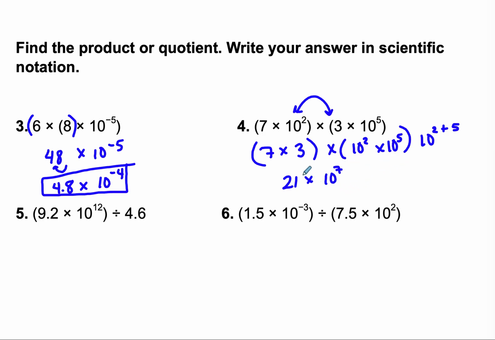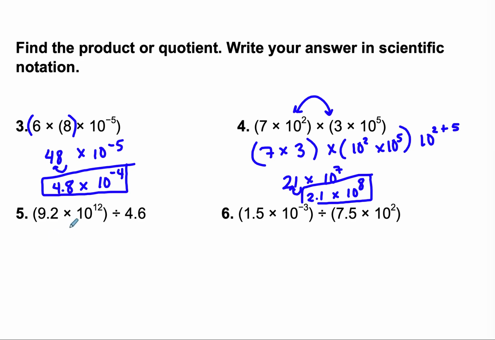Is this scientific notation? No, my first number is not between 1 and 10. So I'm going to move my decimal over. My first number is getting smaller, 2.1, so my second number needs to get bigger. Now it's going to be 10 to the 8th. Okay, I'm going to erase this a little bit. There we go. Okay. Let's take a look at our next one.